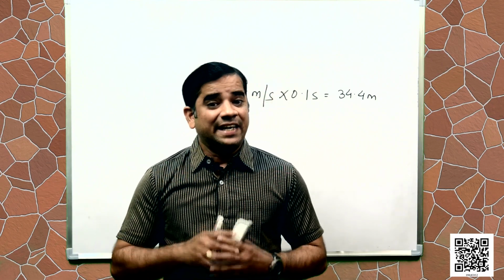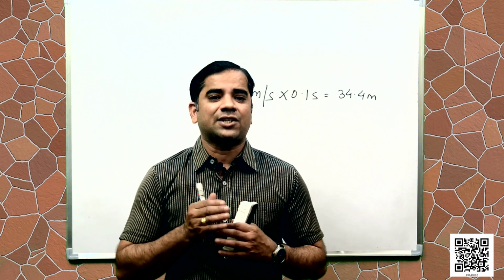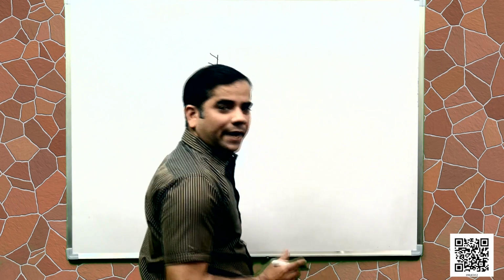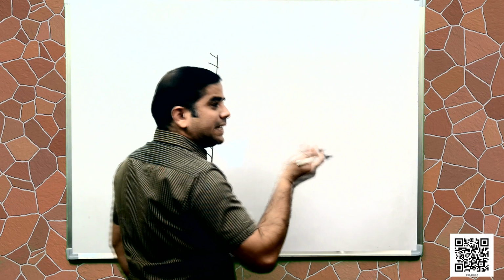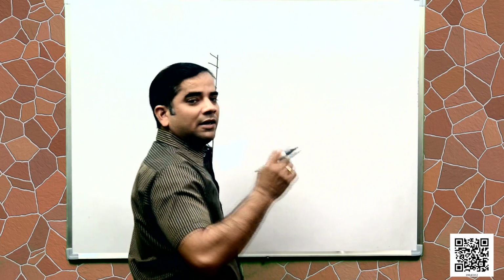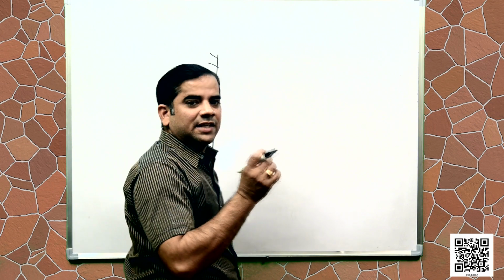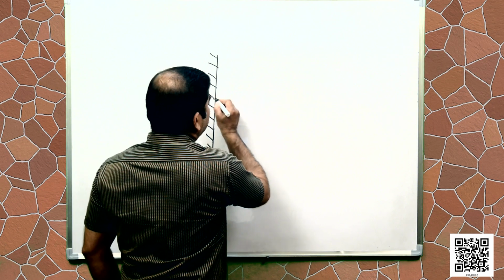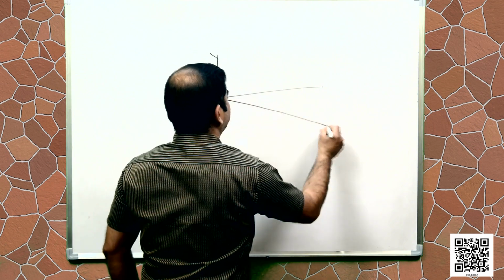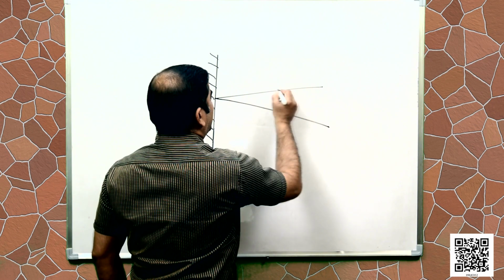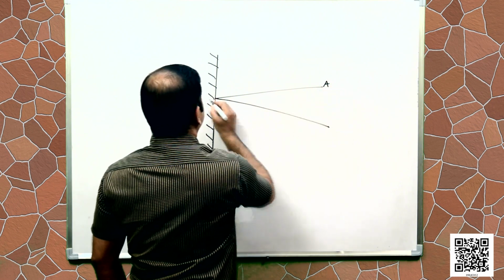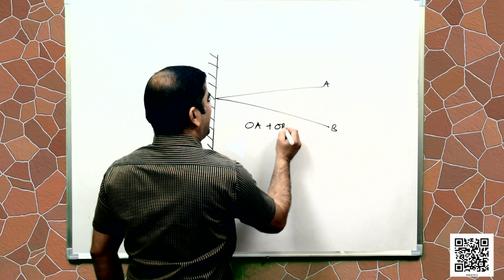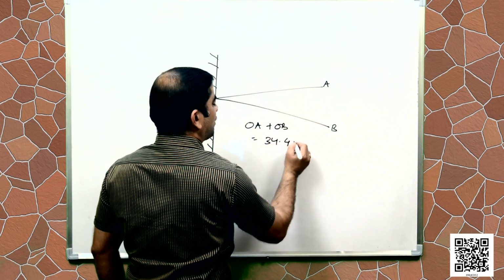Thus, for hearing distinct echoes, the minimum distance of the obstacle from the source of sound must be half of this distance. To listen to the echo, we found that the sound must travel 34.4 meter. That means total distance covered. So it goes like this and reflects back. If the total distance from point A, this is O, this is B, so OA plus OB should be 34.4 meter.